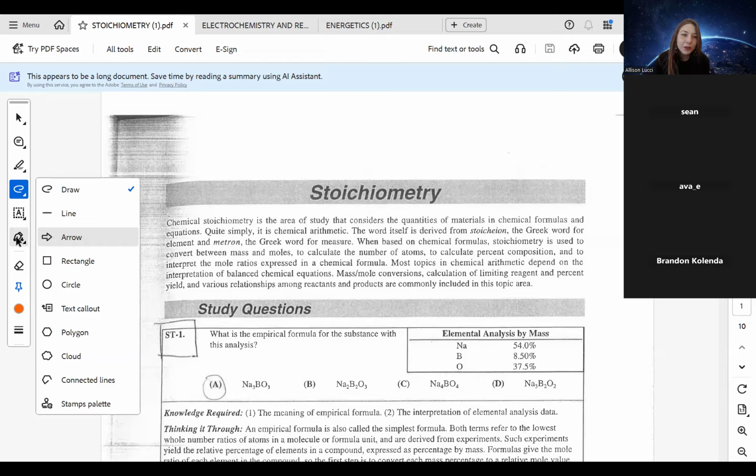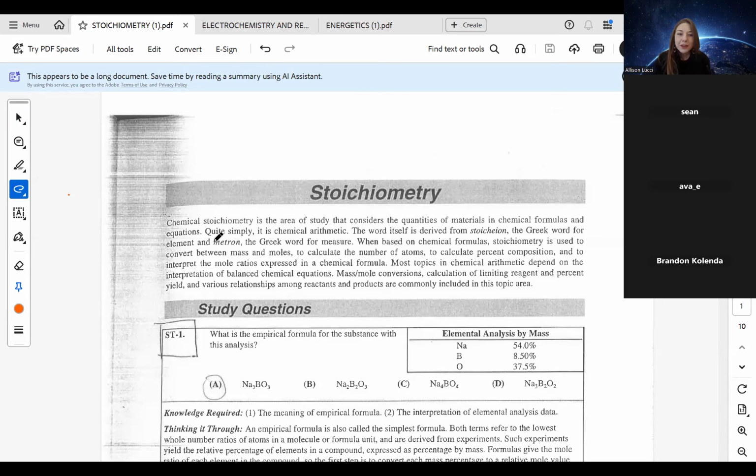Let me see here. Where's my drawing mechanism? There we go, draw. Okay, so we're given the elemental analysis by mass here, and then we're asked to determine this empirical formula. If you notice, all of these percentages add up, 54, 37, to 100%, right? So we assume that we have a 100 gram sample.